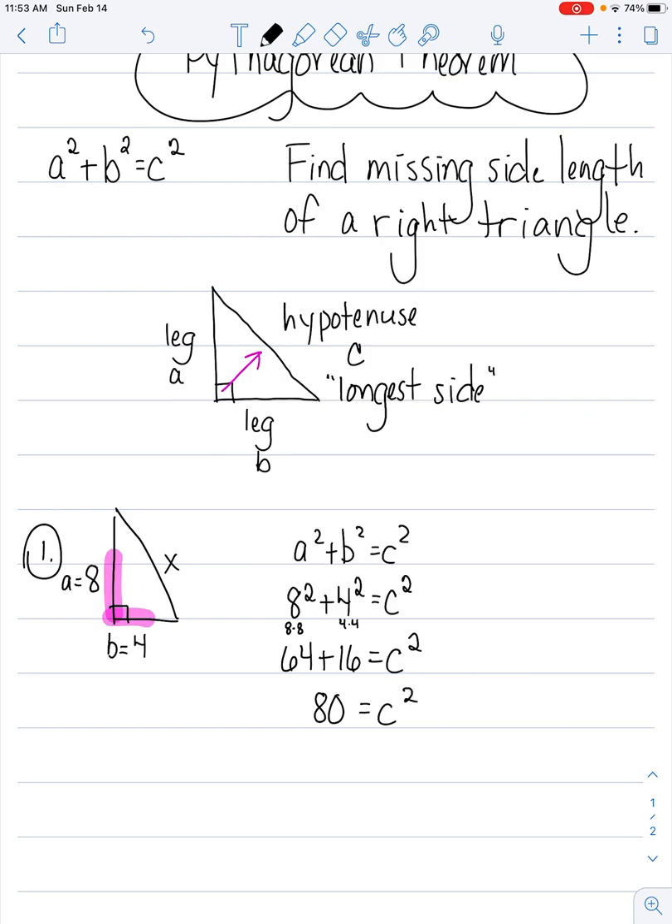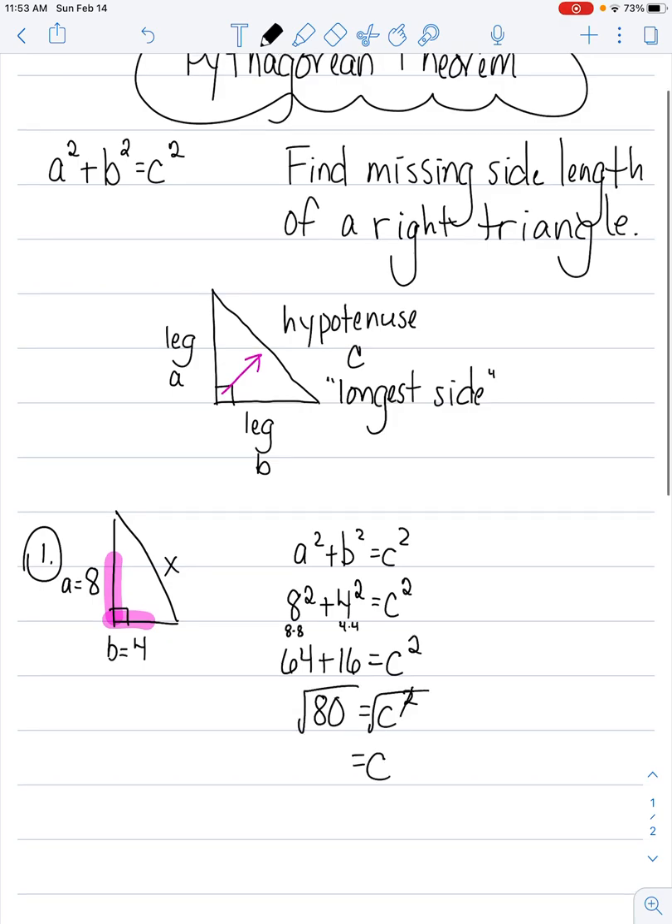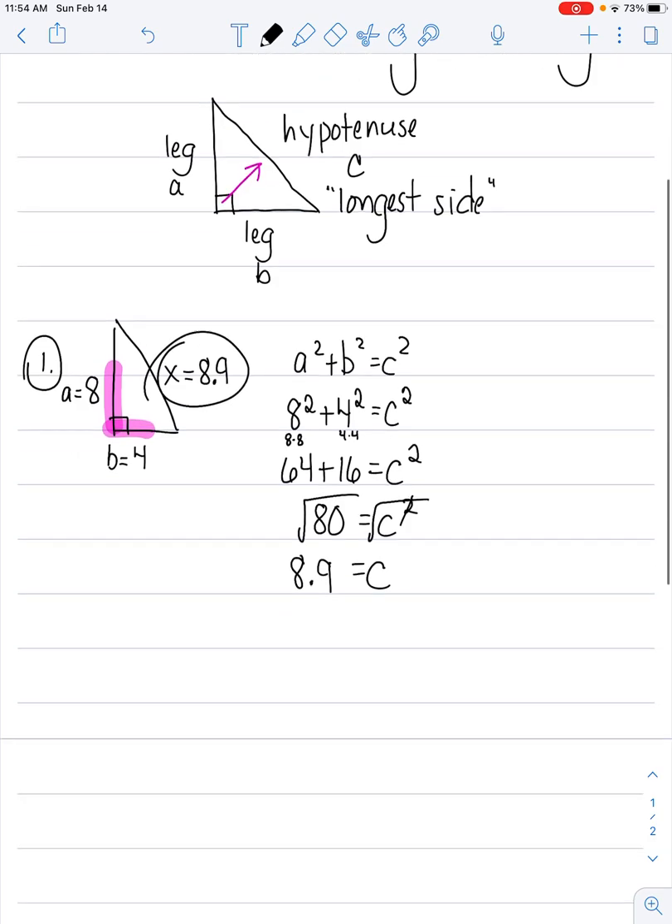We don't want c squared. We want c. So remember we said the opposite of a square is square root. So I'm going to type in my calculator the square root of 80, and you get about 8.9. So my C, or my missing side, is about 8.9 units long. And I'm going to circle that. So let's do a few more.